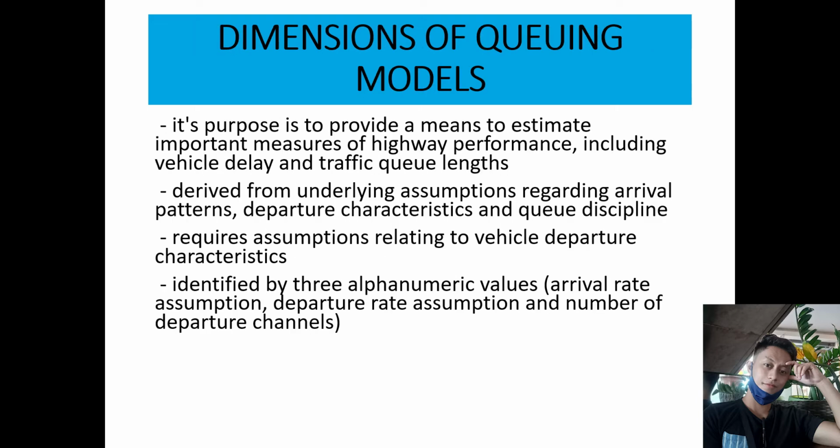So, the dimensions of queuing models. Their purpose is to provide a means to estimate important measures of highway performance, including vehicle delay and traffic queue lengths. They are derived from underlying assumptions regarding arrival patterns, departure characteristics, and queue discipline, and are identified by three alphanumerical values: arrival rate assumption, departure rate assumption, and number of departure channels.